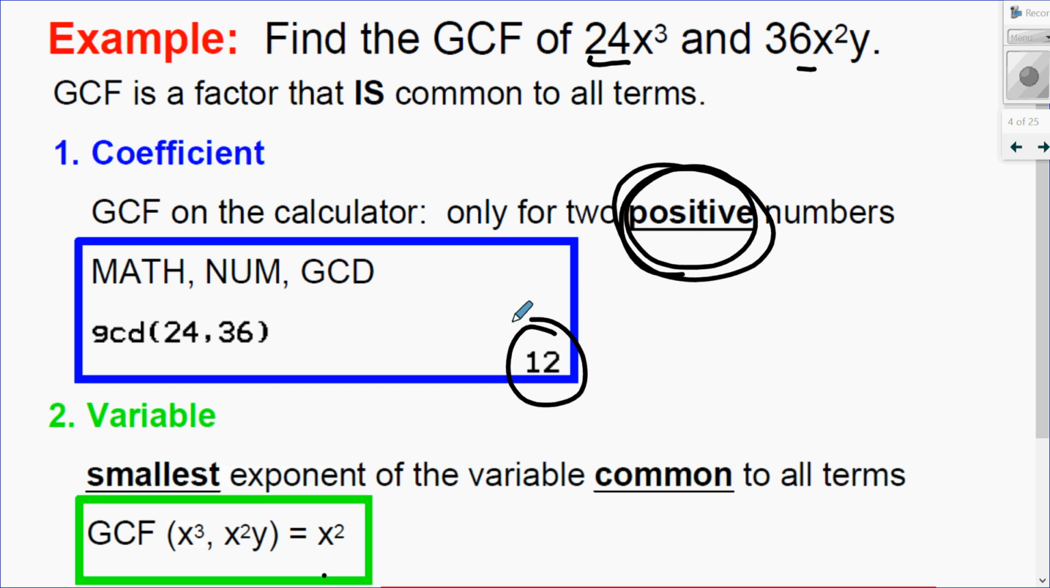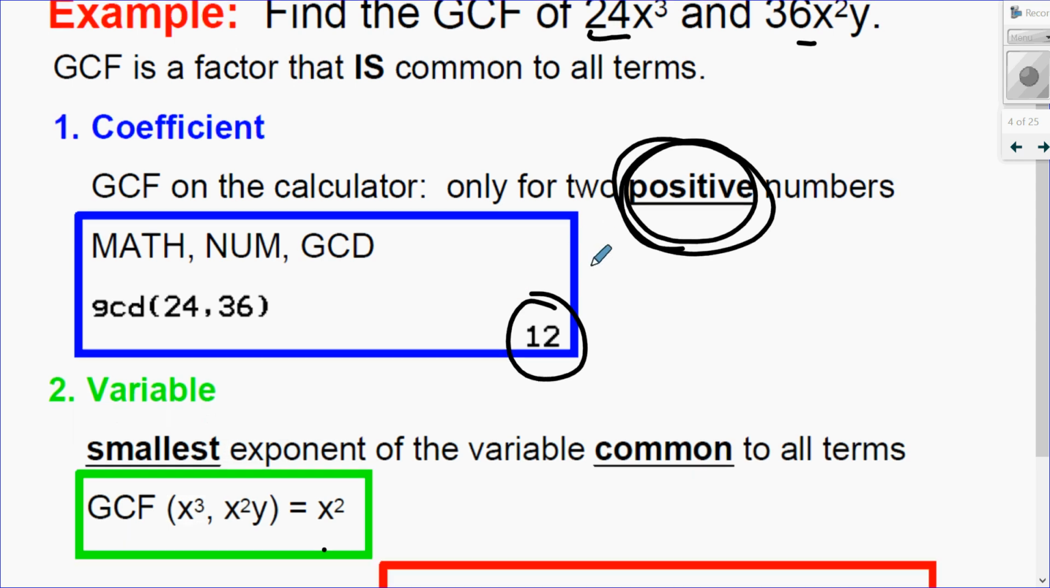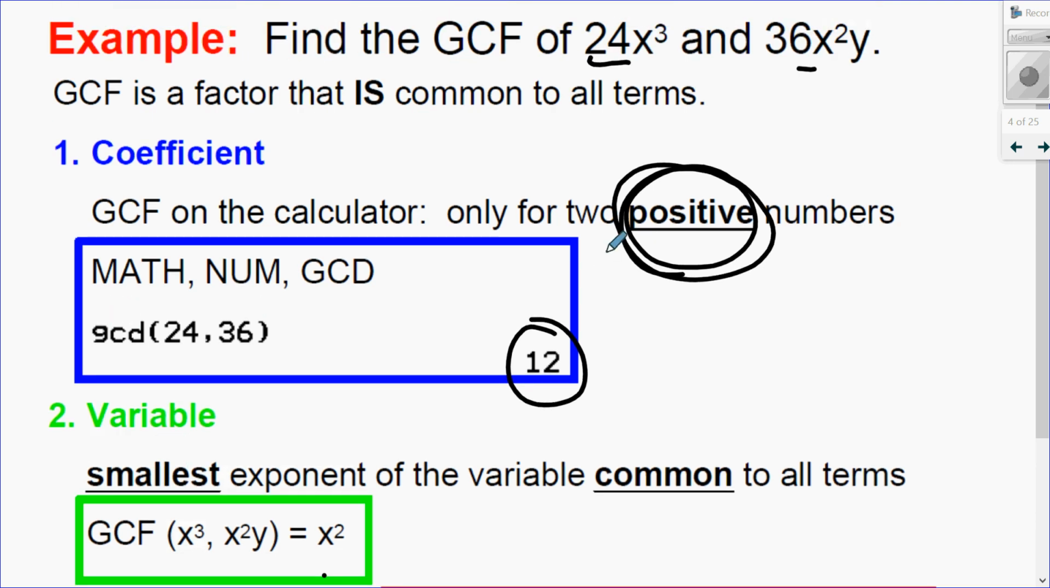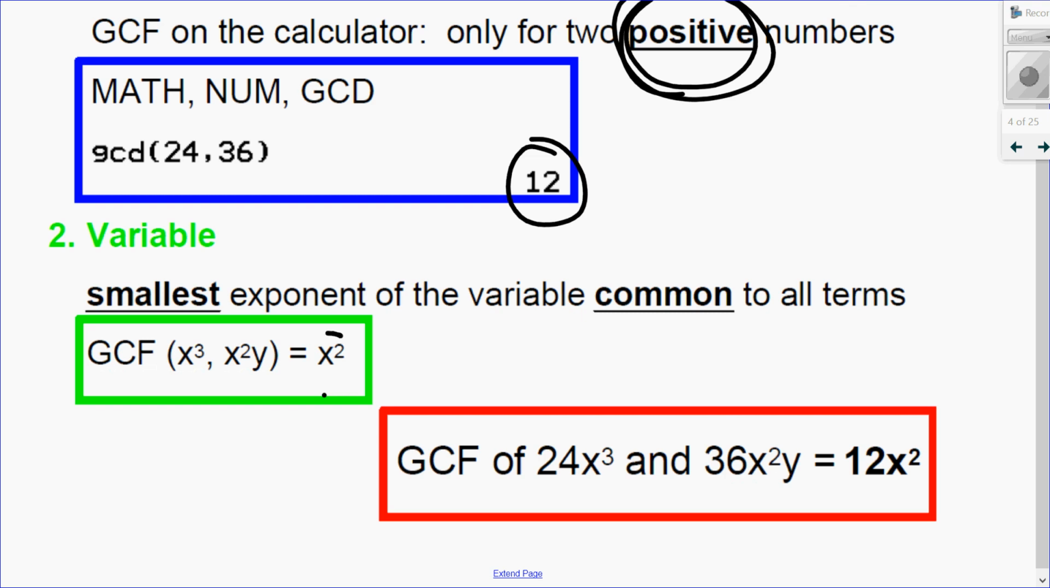The second part of greatest common factor is the variables. So greatest common factor is actually the smallest exponent, because it has to be a factor of both, of any variable that is common. So if you look at our variables, x squared and x squared y, they only have x in common, and I go to the smaller of the 2, which is x squared. So putting it all together, the 12 and the x squared, the GCF is 12x squared.